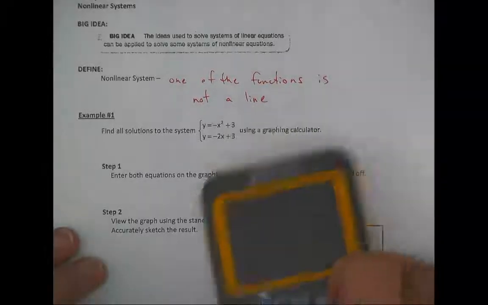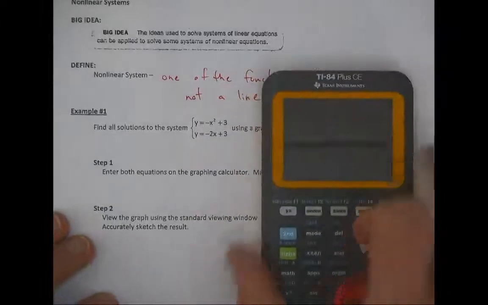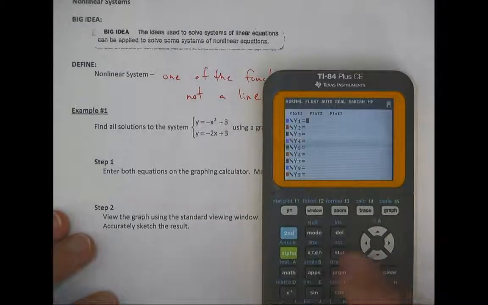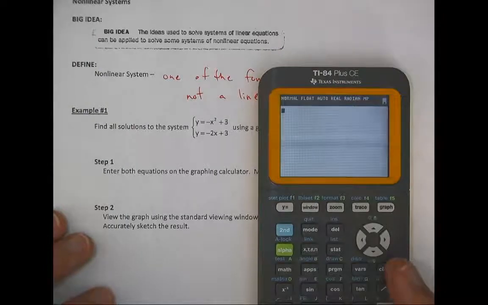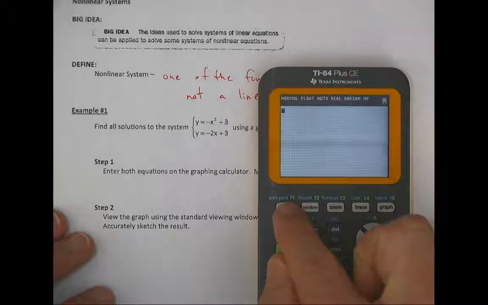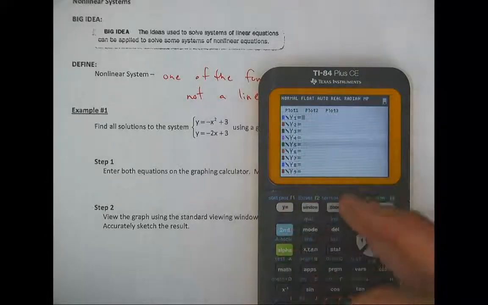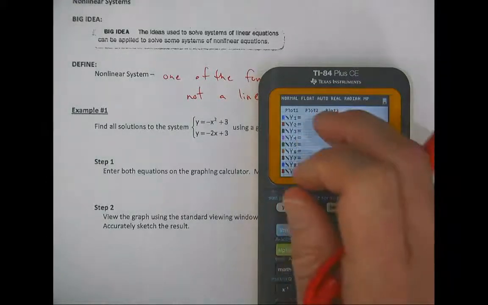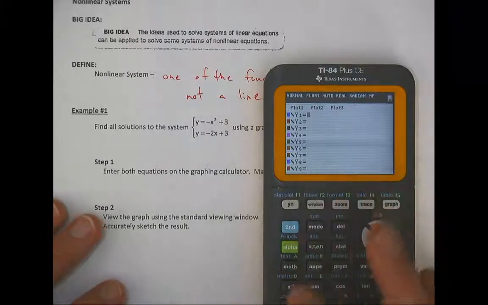All right, so first thing we're going to do, step one, enter both equations on the graphing calculator. So how do you do that? First of all, make sure plot one is turned off. So what is that even talking about? Anytime you want to enter an equation to be graphed, if you're on your home screen, you press the y equals button. Okay, and that brings up all of these equations that you can fill in. And then whatever you put in there, it will put on the graph. It will give you a table. And we've dabbled a little bit with this.